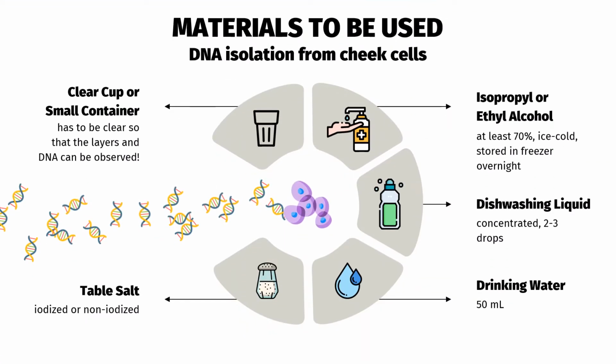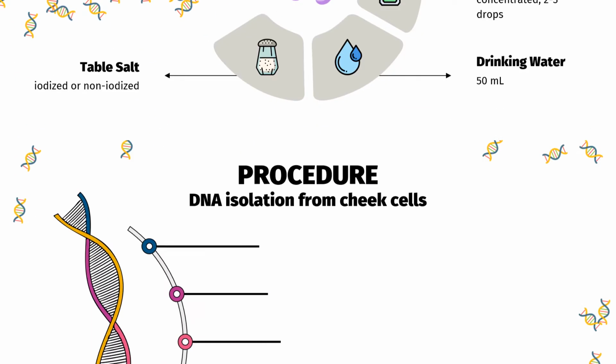To start with the at-home isolation of DNA from cheek cells, the following common household items were prepared: a clear cup or small container, 70% isopropyl or ethyl alcohol that has been stored in the freezer overnight, concentrated dishwashing liquid, 50 ml of drinking water, and table salt.